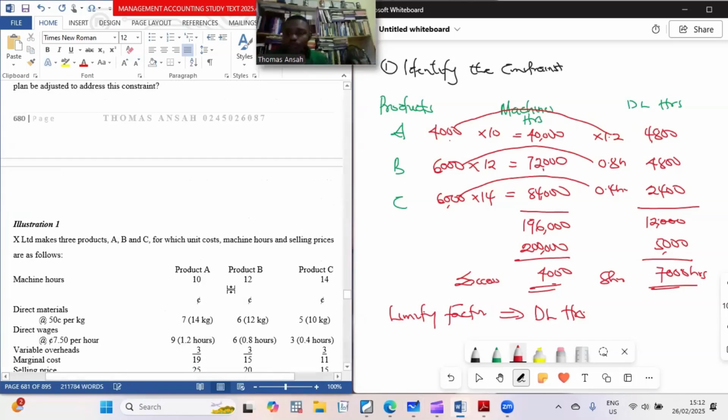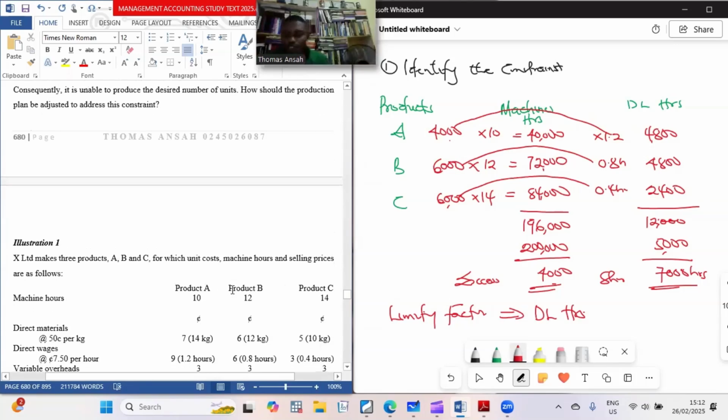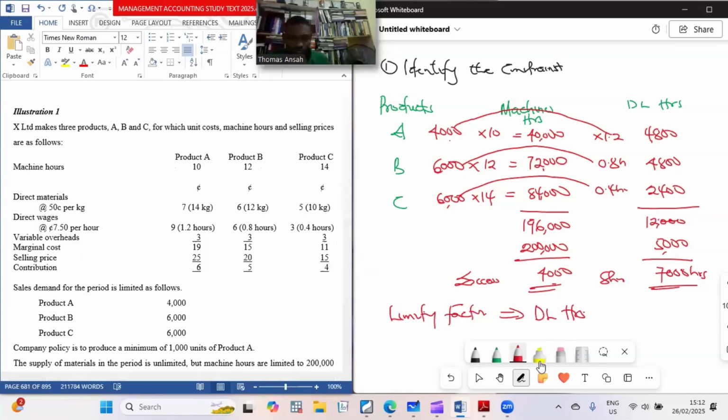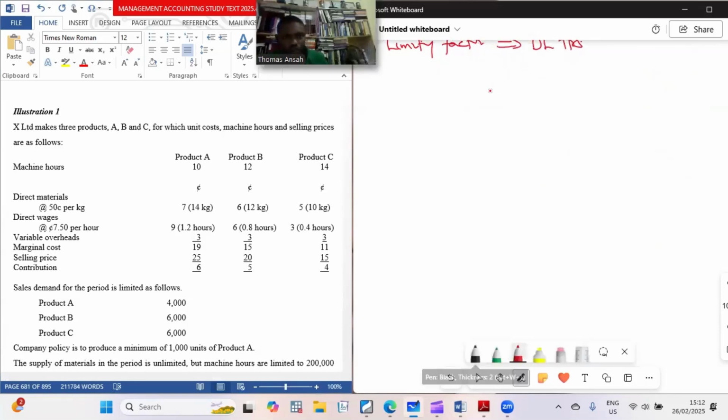Then you were asked to calculate contribution per each product. We have product A, B, and C. So what would the contribution be? I think you have it already in this question. Selling price was given, and so therefore contribution was given. So contribution is step 2. Step 2 and 3 are things you can do together. Contribution is 6, 5, and 4. So basically that is what you have. Then what is contribution per limiting factor?